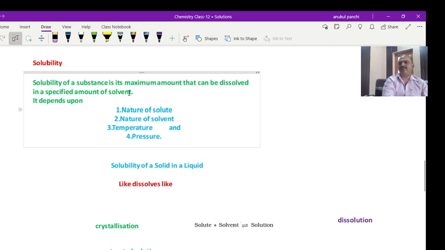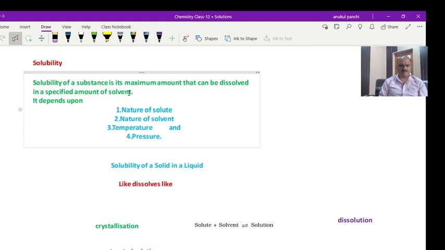Like if I say that 5 gram of this solute A can be dissolved in 100 gram of solvent B, then solubility will be 5 in 100. We cannot dissolve more than 5 gram of that solute in 100 gram of that solvent.